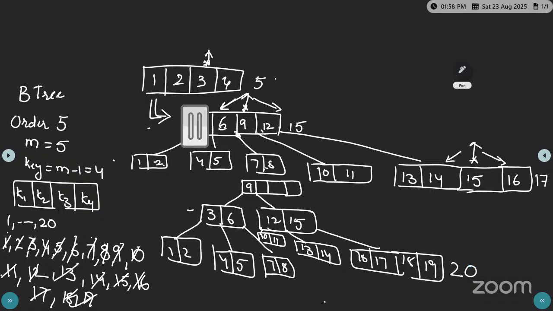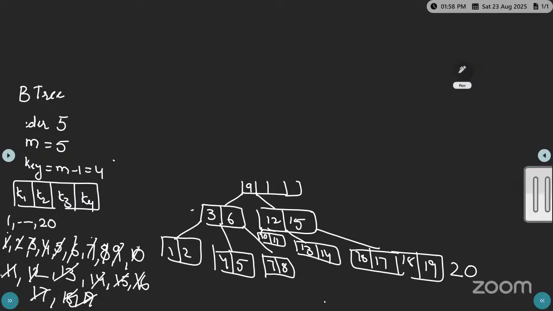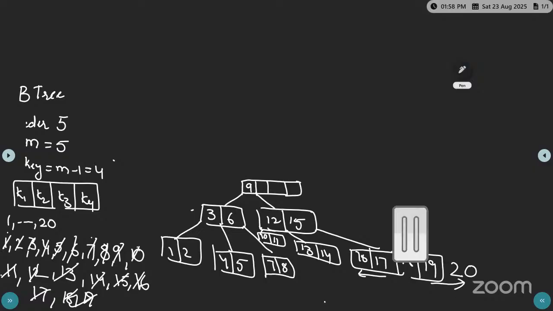We can draw the new tree for this. And where can we insert 20? You have identified that 16, 17 belongs to the left side and 19, 20 belongs to the right side, and you have identified 18 belongs one level up, and this one belongs to the left, this one to the right.